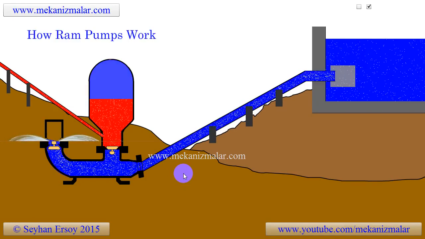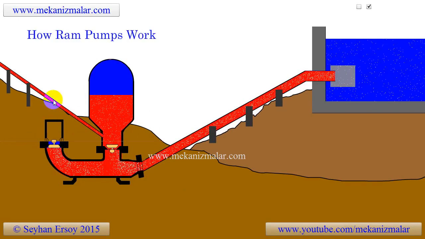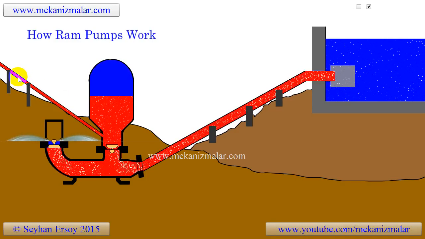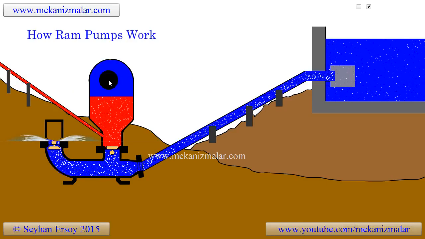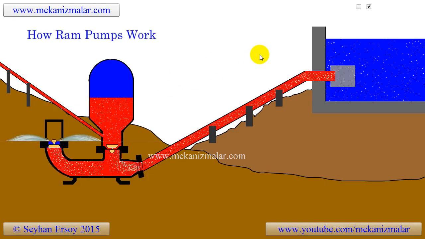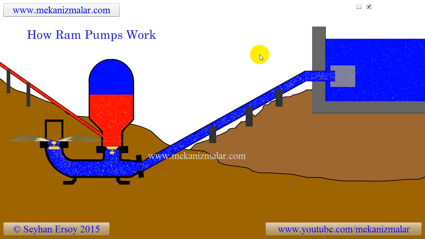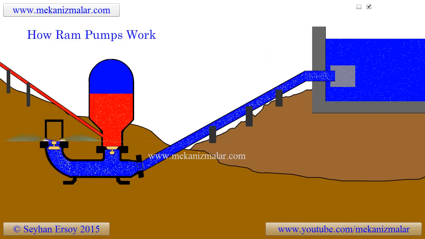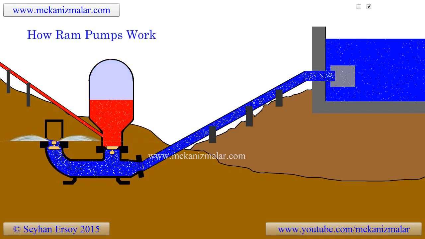However, the water continues to flow through the delivery pipe and this is due to the pressure of trapped air inside the accumulator. The accumulator acts just like a flywheel and regulates the water flow rate through the delivery pipe, and takes pressure spikes from the system.